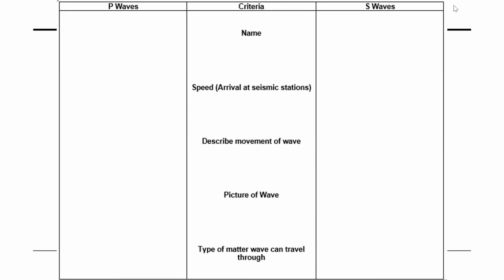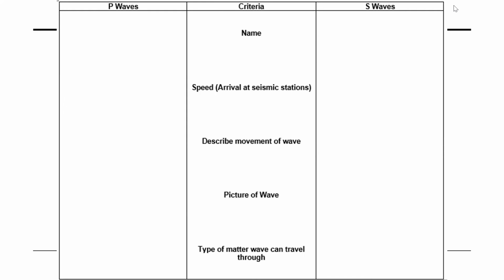For each of them, you're going to be looking for their name, their speed. So do they go fast or slow? No, you're going to listen in the reading, and you're going to underline it as you go. You're going to describe the motion. So how does it move? Also in the reading. Not where, it says how. And then you're going to talk about the type of matter that they can travel through. When I say type of matter, I'm talking about solids, liquids, or gases.